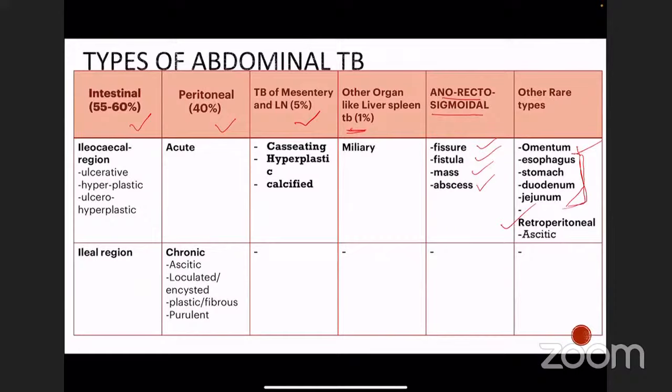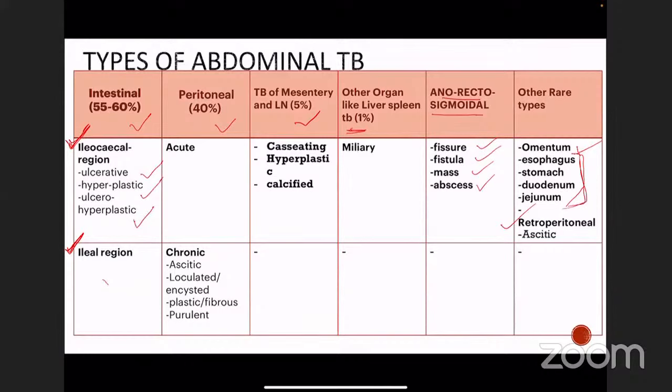So there are subtypes of intestinal tuberculosis. Other than the esophagus, stomach, and duodenum, most commonly which part of the bowel is involved? That is the ileocecal junction, most commonly involved. After that, second most is the ileal region. The ileocecal region can have three types of tuberculosis: ulcerative, hyperplastic, or ulcerohyperplastic. And there is the ileal region. We will discuss all these things in depth in later slides.